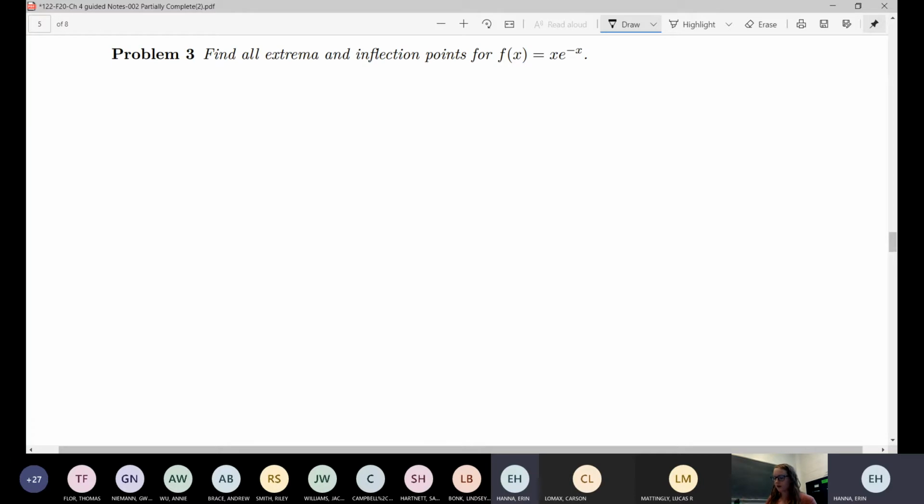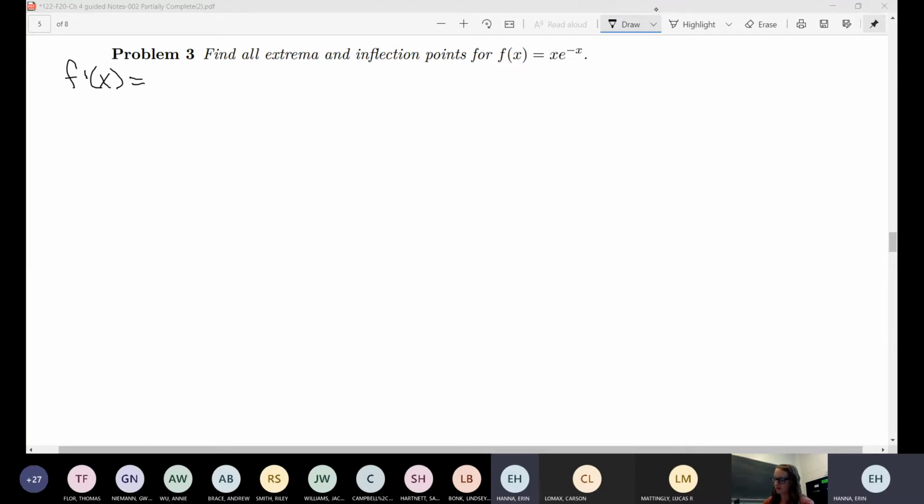So find all extrema. Remember, extrema is a fancy word for maxes and mins. So the first thing we need to do is find the derivative of f. Now notice that this is a product rule. So we would have x times e to the negative x.